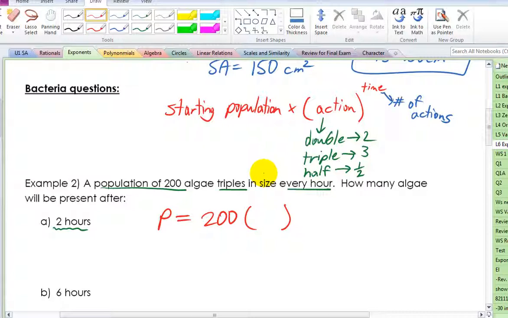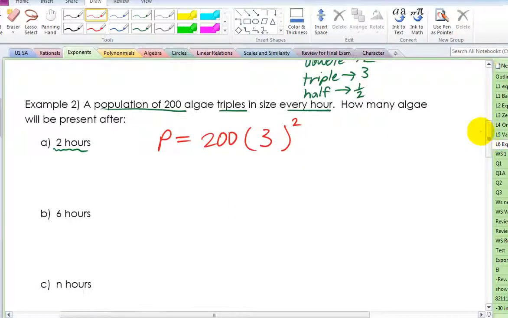3, because we're tripling. Good. And every hour, and how many times is that going to occur for 2 hours? Twice. Okay. Who said 6? Yeah, it's not 6. It's 3 squared. Don't worry, I see that a lot, Jason. Be careful, please. So 200 times what, Jason? 3 squared. Which is? Yeah, 9. Thank you. Okay, so now after this is the formula, then we substitute, and then we solve.